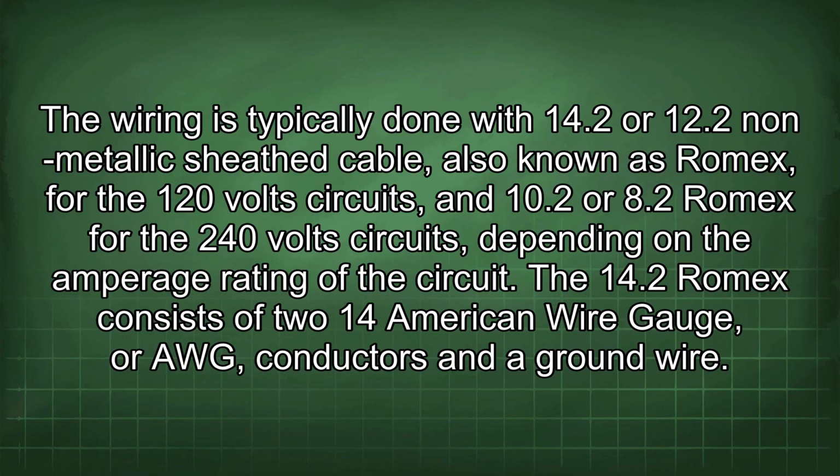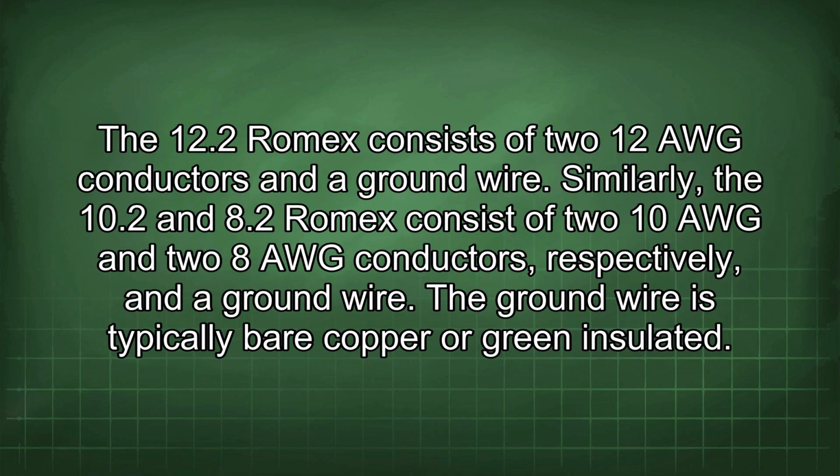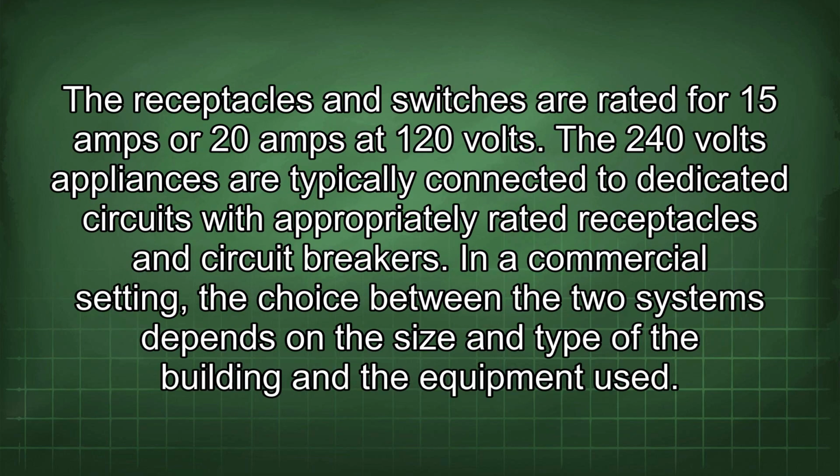The 14/2 Romex consists of two 14 American wire gauge, or AWG, conductors and a ground wire. The 12/2 Romex consists of two 12 AWG conductors and a ground wire. Similarly, the 10/2 and 8/2 Romex consist of two 10 AWG and two 8 AWG conductors, respectively, and a ground wire. The ground wire is typically bare copper or green insulated. The receptacles and switches are rated for 15 amps or 20 amps at 120 volts. The 240 volts appliances are typically connected to dedicated circuits with appropriately rated receptacles and circuit breakers.